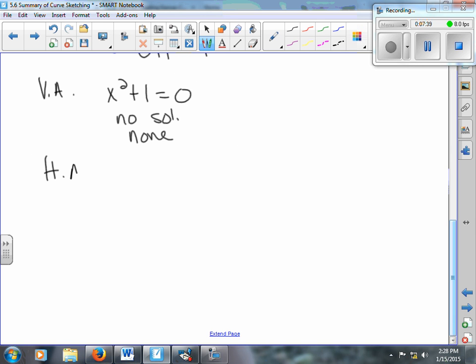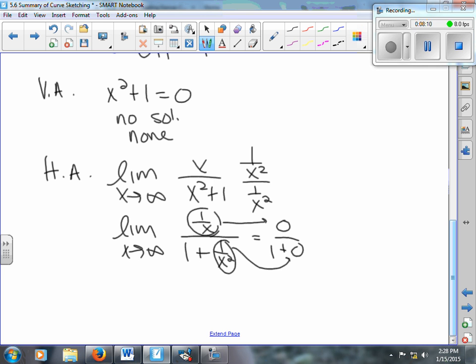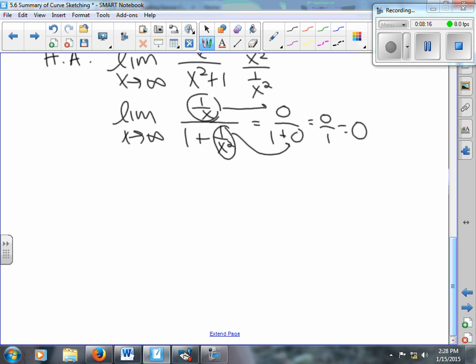Let's talk about a horizontal asymptote. We want to do the limit as x goes to infinity of the function. All right, and this is what we just did. So we look overall, the highest degree is 2. So I'm going to multiply by 1 in the form of 1 over x squared over 1 over x squared. This limit is going to now be 1 over x over 1 plus 1 over x squared. This will be 0 over 1 plus 0, because 1 divided by infinity is 0, and 1 divided by infinity squared is also 0. So I get 0 divided by 1, that is 0. So I have a horizontal asymptote. It is y equals 0.